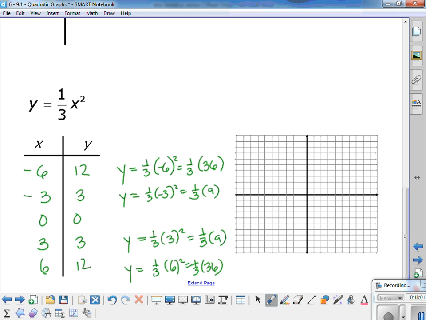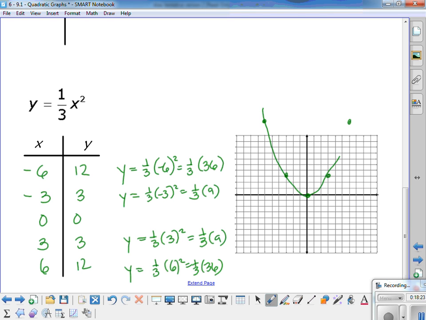So now when I graph it, I go to -6, 12 is going to be about here, -3, +3. Which way are we expecting this one to go, by the way, up or down? Should be going up. All right, 0, 0, 3, 3, and then 6, 12. And it is going up.